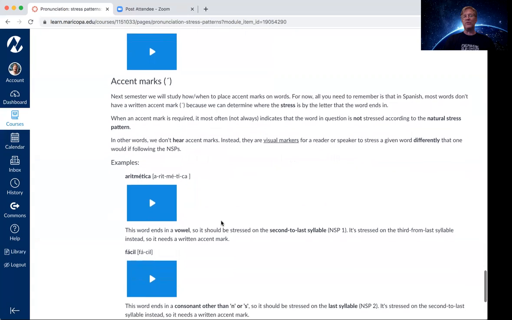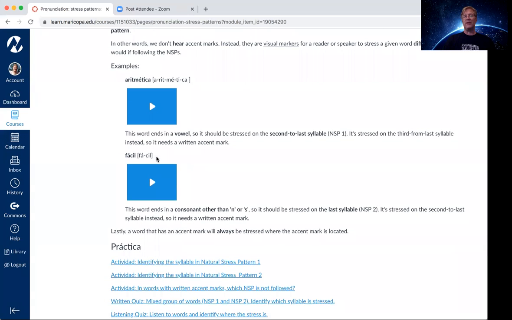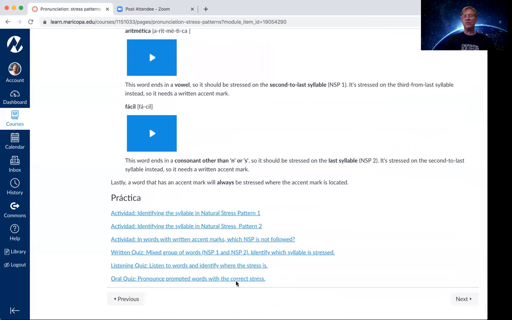And then when you feel ready, practice these and go on to the práctica to demonstrate your mastery of the subject matter.